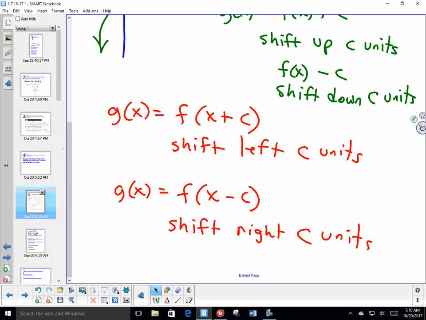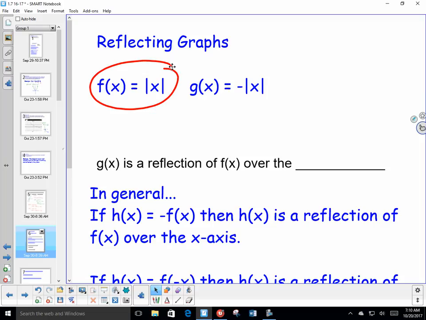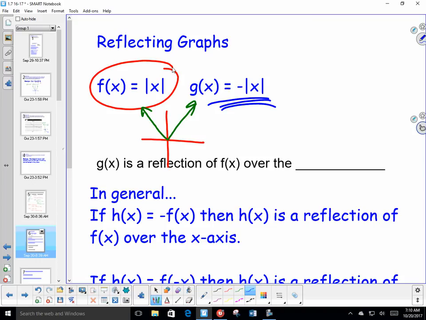All right, moving on. Let's talk about reflecting graphs. Let's take, for example, our parent function f of x equaling absolute value of x. You know that parent function looks like a V shape. That's the absolute value of x, V shape. Well, what happens if we take that function and we want to change it to the opposite of absolute value of x? Let's see what that looks like on our calculators.